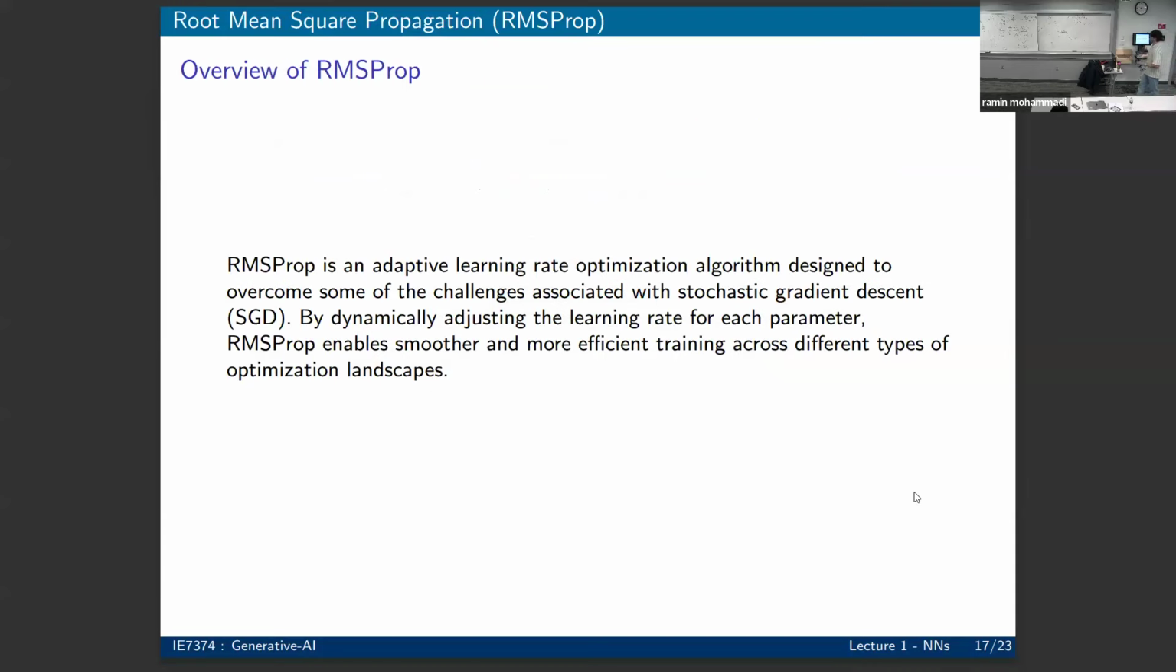And then came the next technique, RMSProp. The idea of RMSProp was that the learning rate that we have should also update with respect to parameters.